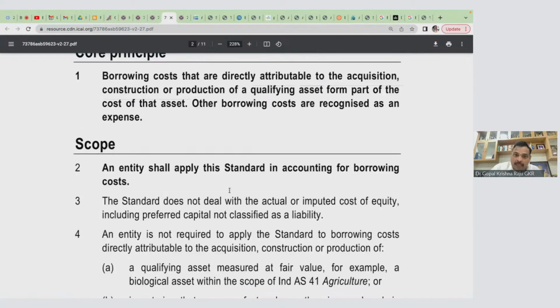Now, you pay interest on preference capital, including preference capital classified as liability. Very important. That means preference shares not classified as liability. When it is classified as a liability, you are going to repay. When you are going to redeem it this year itself, then it will be a liability. It will not be equity. So please understand this. Then the interest part will come under borrowing cost.